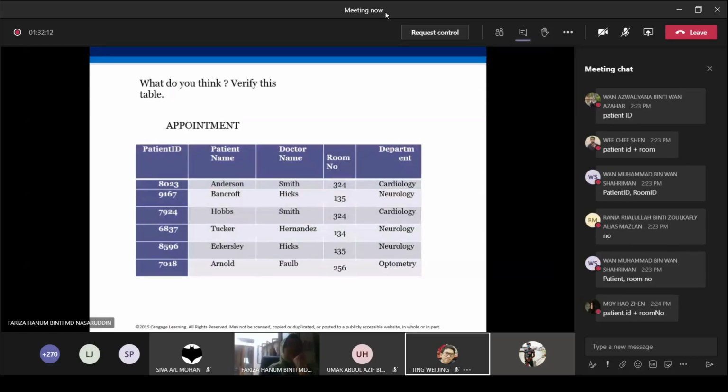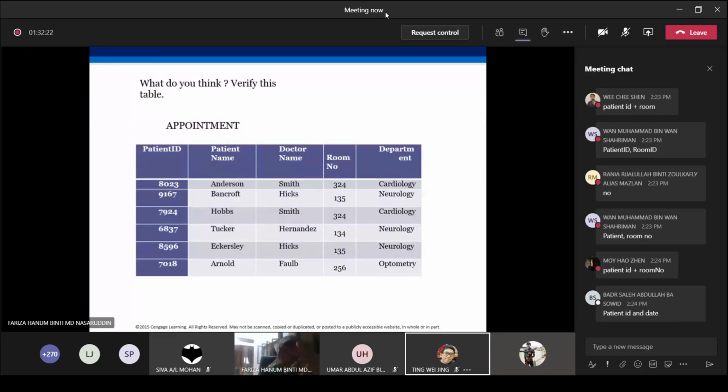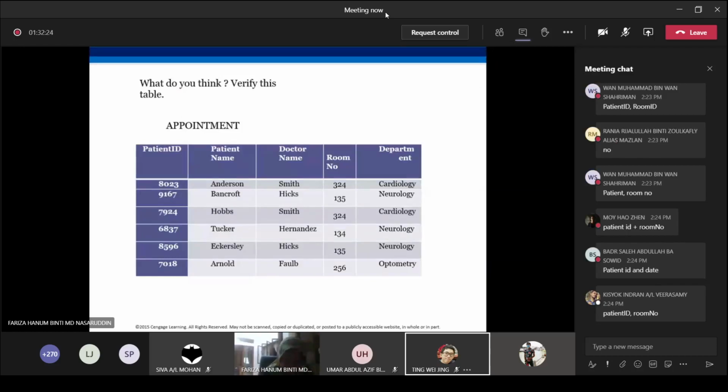Okay, again, we need to basically understand what this data is talking about. This is an appointment table. In this case, you don't have dates, right? So you're saying that this table is just saying that this patient has an appointment with Dr. Smith in room 324 in the cardiology department.